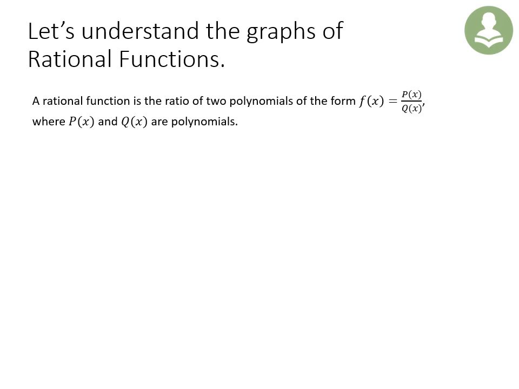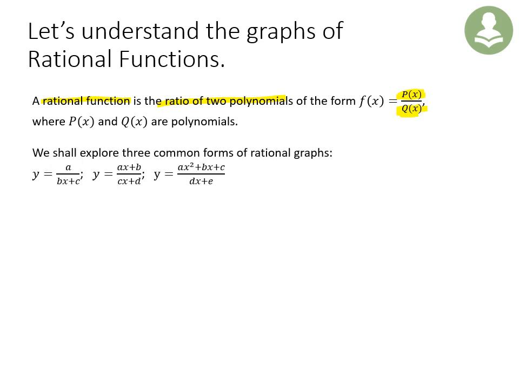The next type of graph that we want to explore are the graphs of rational functions. So a rational function is a ratio of two polynomials of this form. So p(x) is the numerator and q(x) is the denominator, noting that p(x) and q(x) are polynomials.